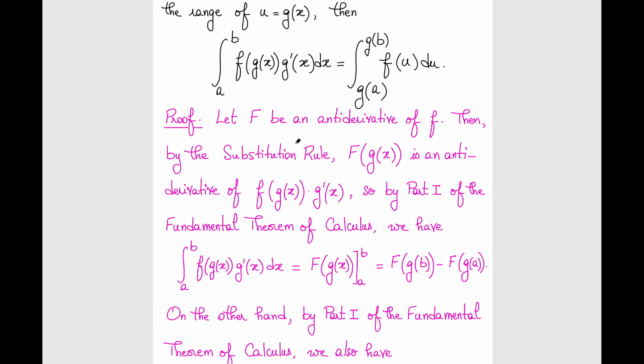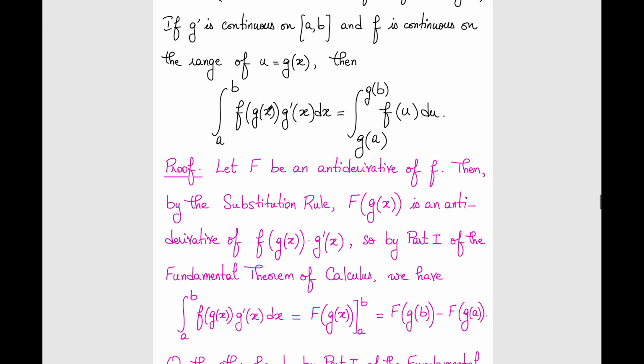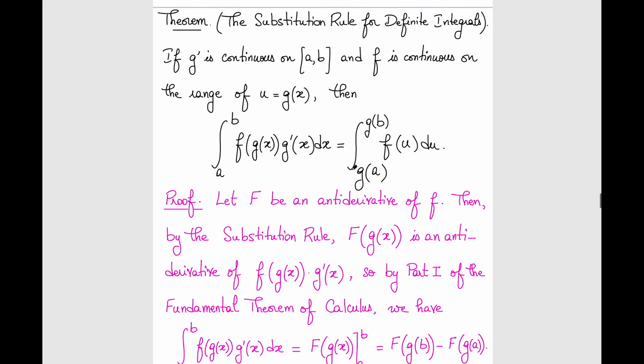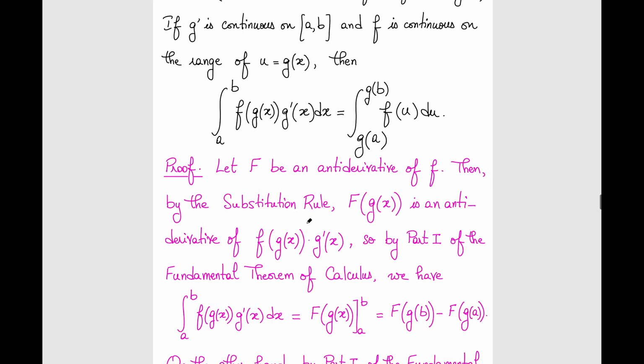Let's prove this theorem. Let's just read it. Let F be an antiderivative of f. So let capital F be a primitive function of little f. This little f here, right? And because f is continuous, I can do so by the fundamental theorem of calculus part 2. Then, by the substitution rule, we know that F of g of x is a primitive function of this integrand. Correct? We learned this in the previous part.